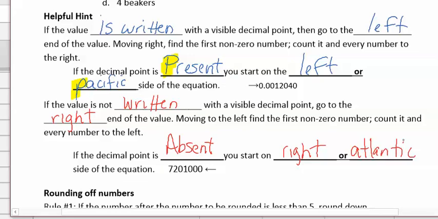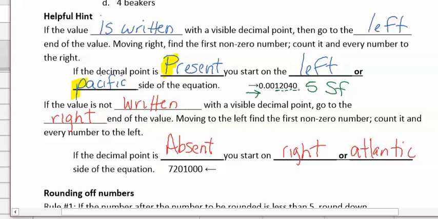So in these examples here, in this first example, I have the arrow already here, but because there's a decimal point present, you're starting on the left and working your way to the right. So the first non-zero value is the 1, so you'll end up with 5 significant figures. Both the 0 that's sandwiched between the 2 and the 4 and the last 0 are considered to be significant.